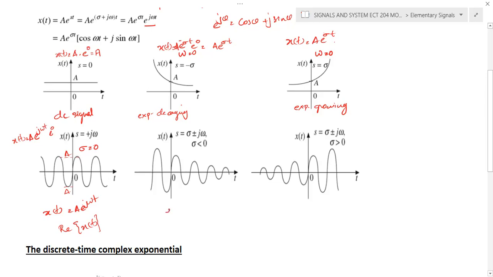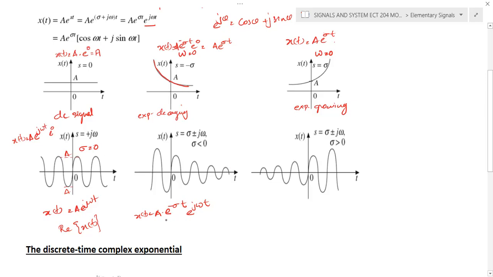So less than 0 means you will get e raised to minus sigma t, into e raised to j omega t, and a also. Okay, so this is a signal. Here you can see there will be two parts. E raised to minus sigma t means it's a decaying exponential signal. Okay, and if we are multiplying this decaying exponential signal with a sinusoidal signal, e raised to j omega t is a sinusoidal signal, and if you are multiplying these two signals, you will get an exponentially decaying sinusoidal waveform.